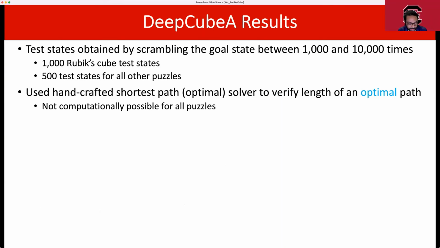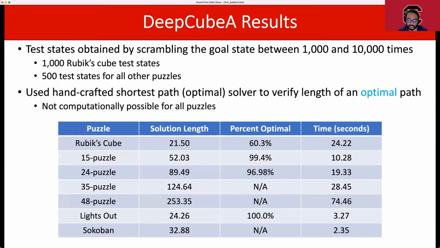By combining this approximate value iteration with A-star search, we can try to solve these puzzles, and we can also compare them to the cost of an optimal path. This isn't computationally possible for all the puzzles, but for the ones that are, we can see that it solved all the puzzles in question. When it came to finding an optimal path for the Rubik's Cube, it was able to do this 60% of the time. For the 15 puzzle, 99% of the time. The 24 puzzle, 96% of the time. And for the Lights Out puzzle, 100% of the time.